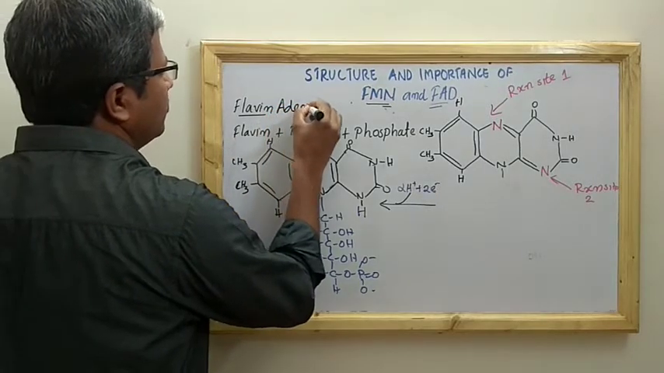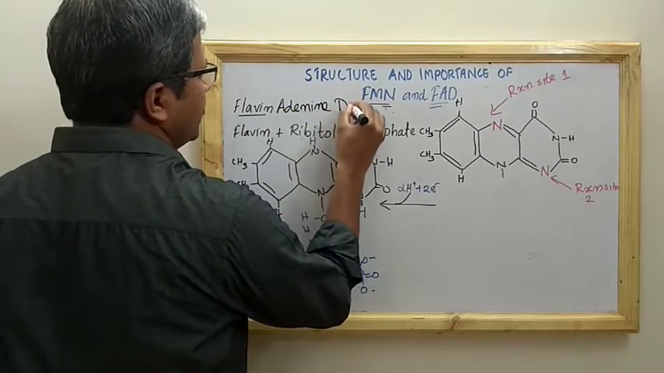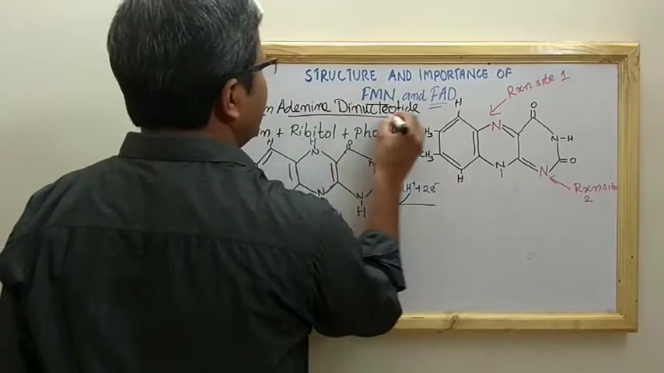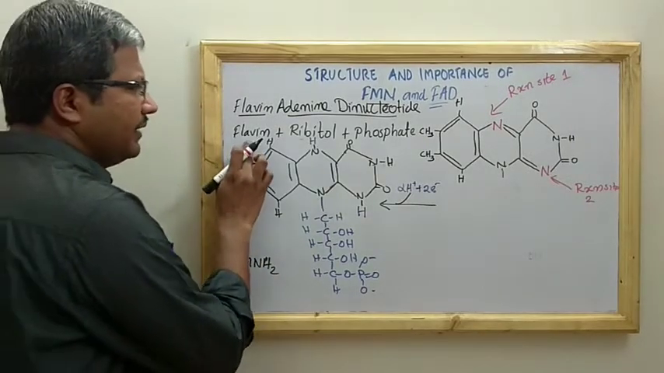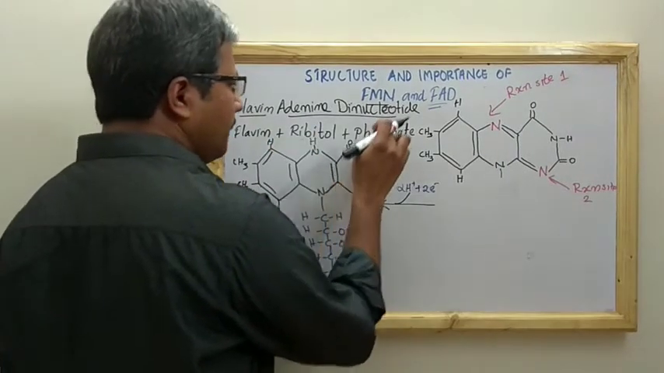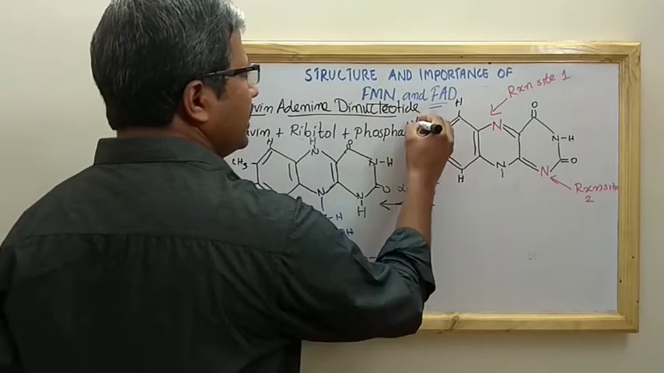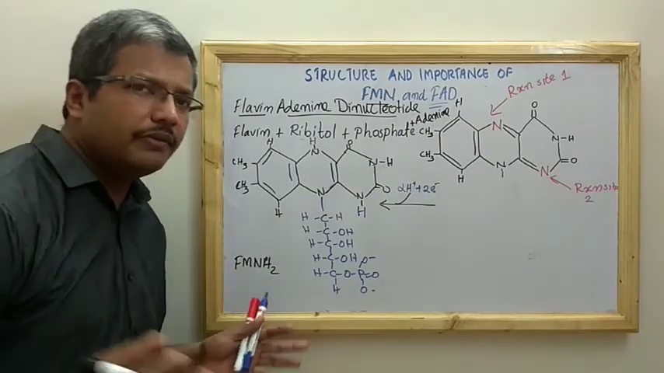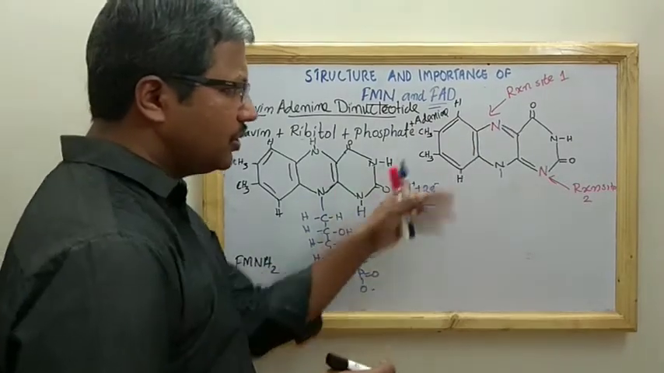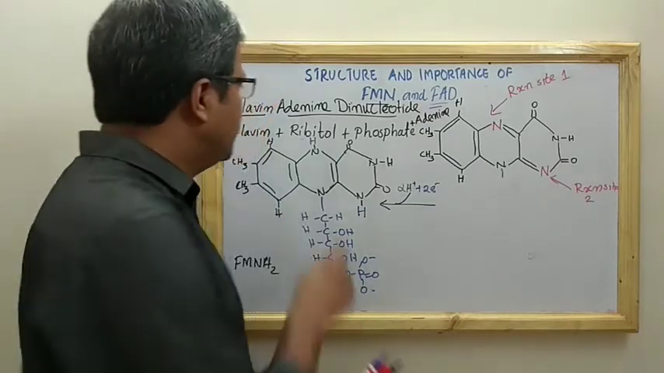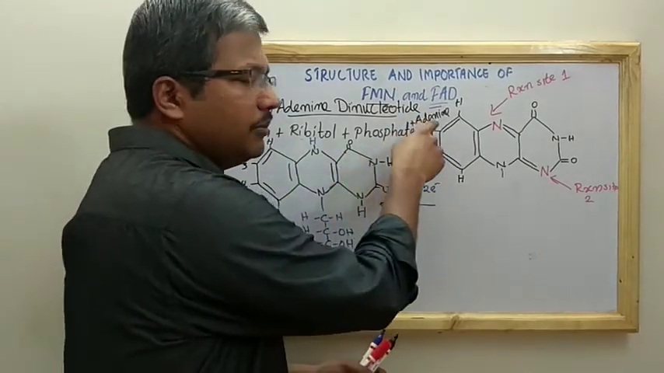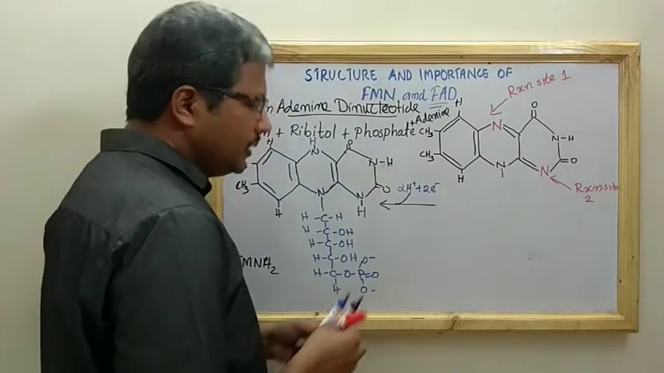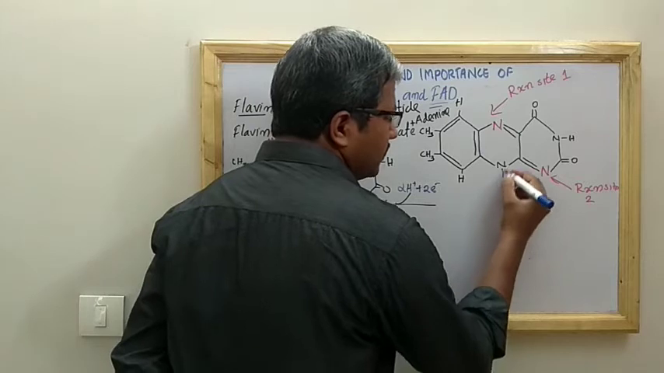Adenine dinucleotide. Okay, flavin adenine dinucleotide. So what will be the flavin ribitol phosphate plus what will be the adenine nucleotide that we have learned in NAD and all. So I am just drawing the adenine nucleotide. In addition to flavin, ribitol and phosphate, what will be the adenine, ribose sugar and phosphate will be there. So let us see the structure of FAD.